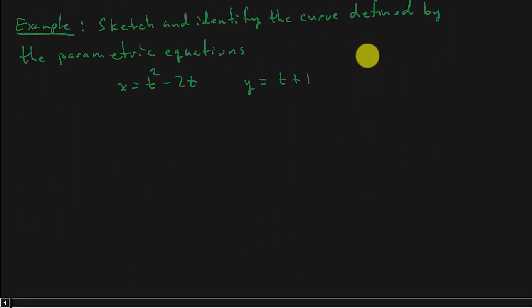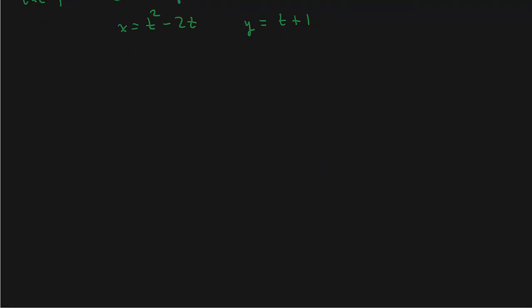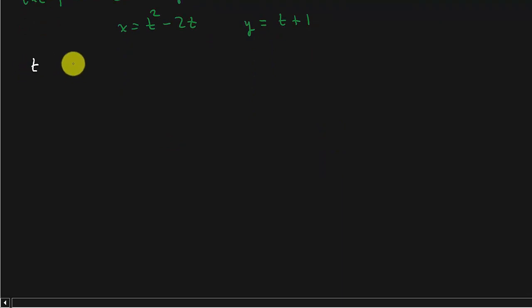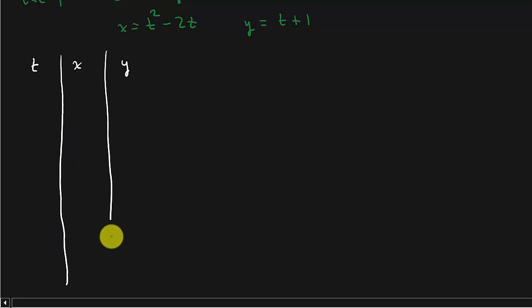So it says sketch and identify the curve defined by the parametric equations x equals t squared minus 2t and y equals t plus 1. All right, so how do we graph this thing? Well, what we want to do is let's go ahead and make a table. And what I'm going to do is just choose some values for t. You can pick anything you want, but we'll just choose -2, -1, 0, 1, 2, 3, and 4.